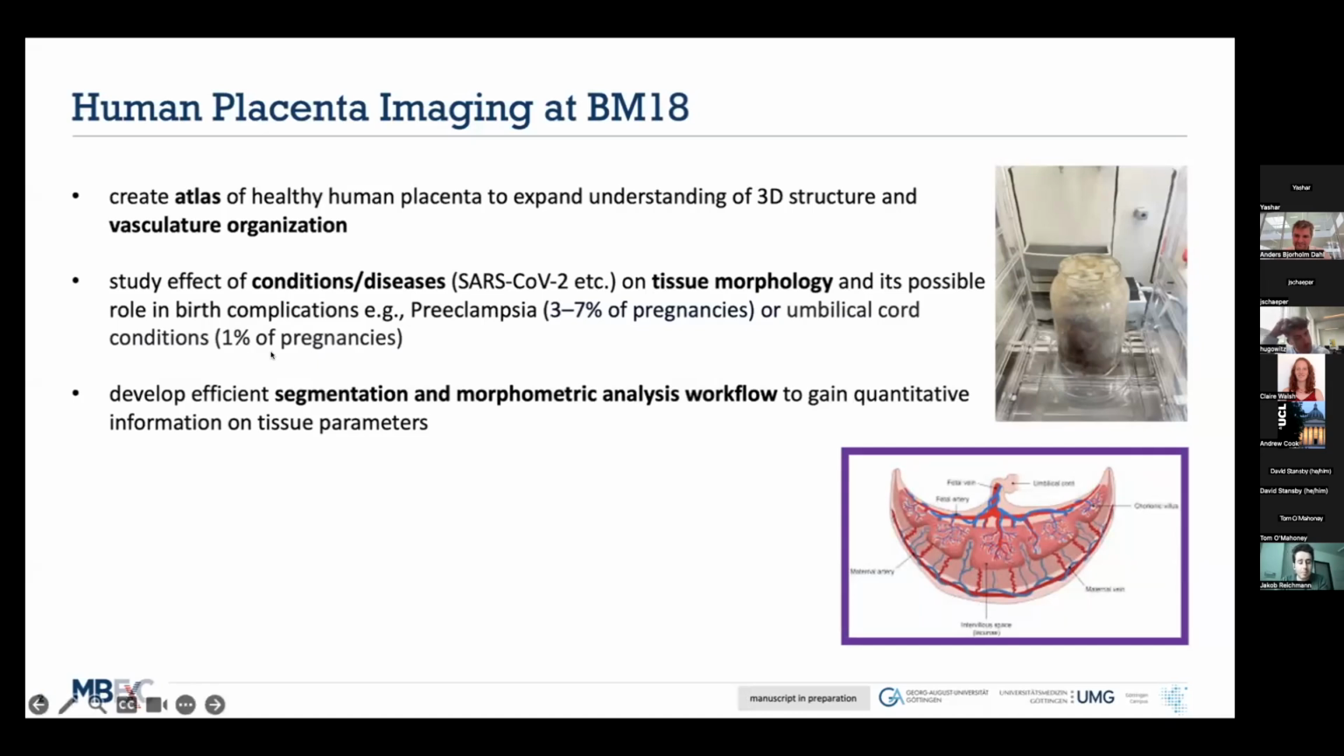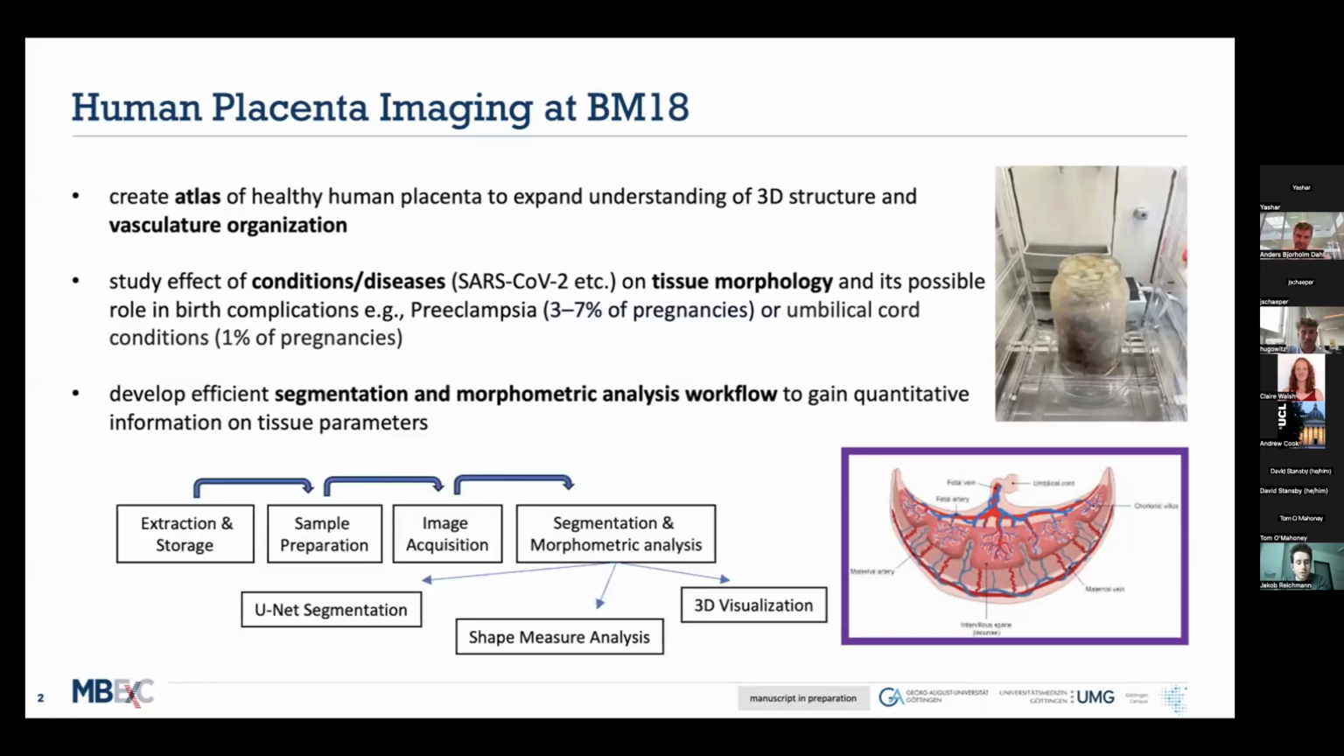And the second goal, after the acquisition is done, is to develop efficient segmentation and morphometric analysis workflows to gain quantitative information on the tissue parameters, to be able to deduce information on these conditions and diseases. And the workflow was, first of all, the extraction of the organ, which of course happens in the hospital, but then the sample preparation, the acquisition, and of course, the segmentation and morphometric analysis of the sample. You can see here on the right one example for a prepared actual sample in a jar.